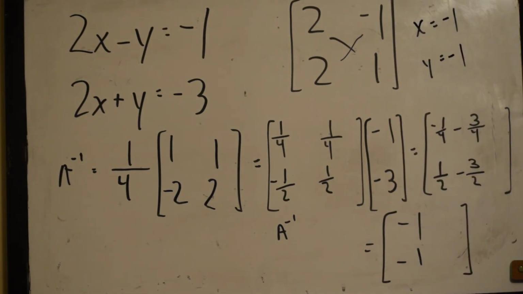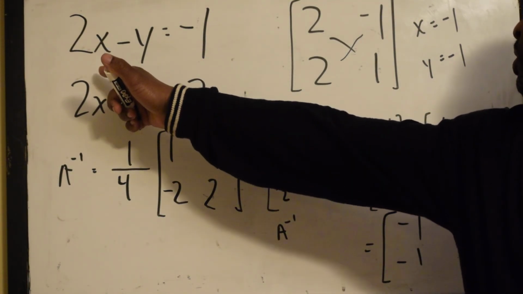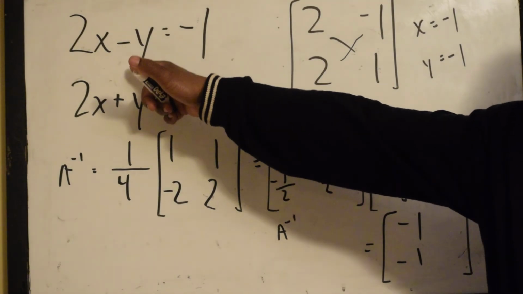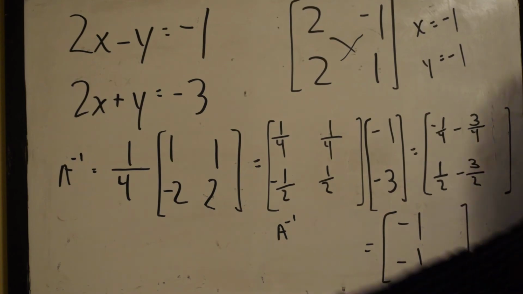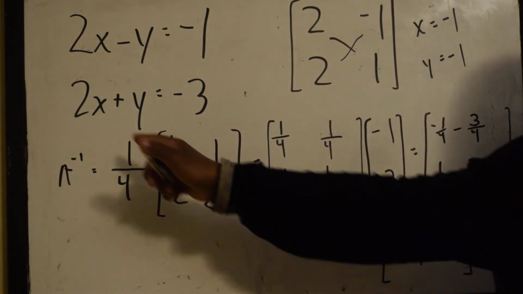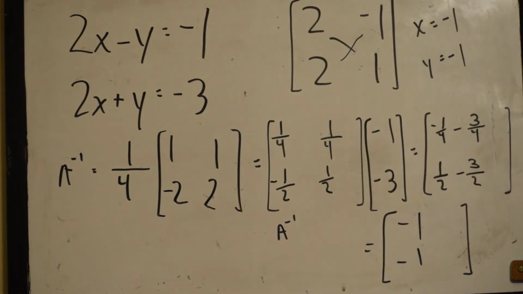All right, let's check it to make sure. 2 times -1 is -2. -2 minus a -1, which we add the opposite, that gives us -1. 2 times -1 is -2, and minus 1 gives us a -3. So it's correct. You can check it on your scratch paper at home and make sure all of the math is correct. Okay.